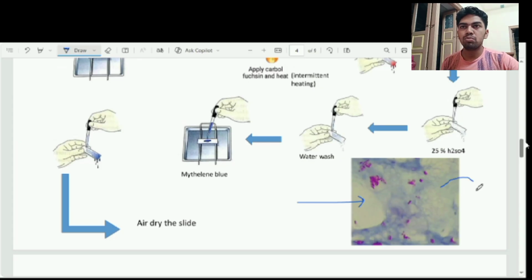This background blue color is due to methylene blue, and these are the bacilli that are stained with acid fast stain. So how are these looking? This is looking like pink color. So this is what a perfect ZN stain slide or acid fast stain slide looks like. This shows the bacteria and the background is blue.